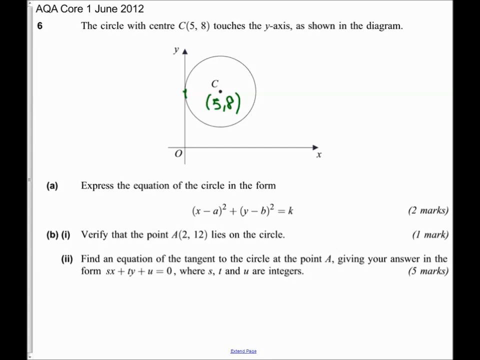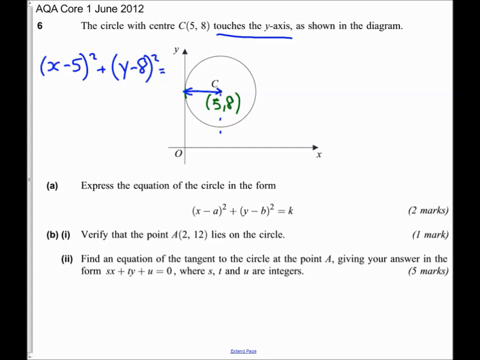So for that, I know that I'm going to need x minus the x coordinate of the centre, well that's going to be 5, and then y minus my y coordinate of my centre, which is 8, and then that is equal to my radius. Now it's not given me the radius, but it has told me that my circle touches the y-axis, so I know that this distance must be my radius.